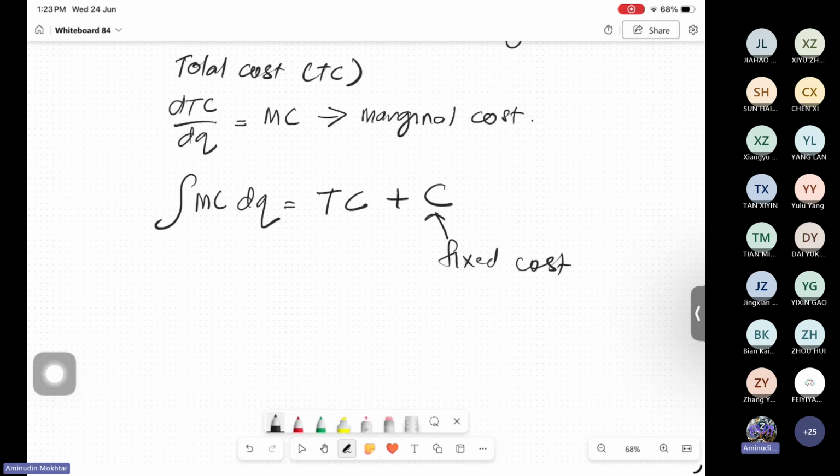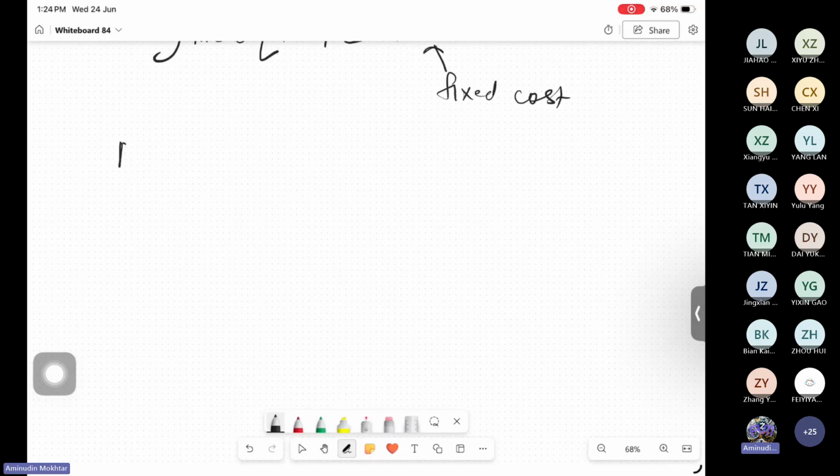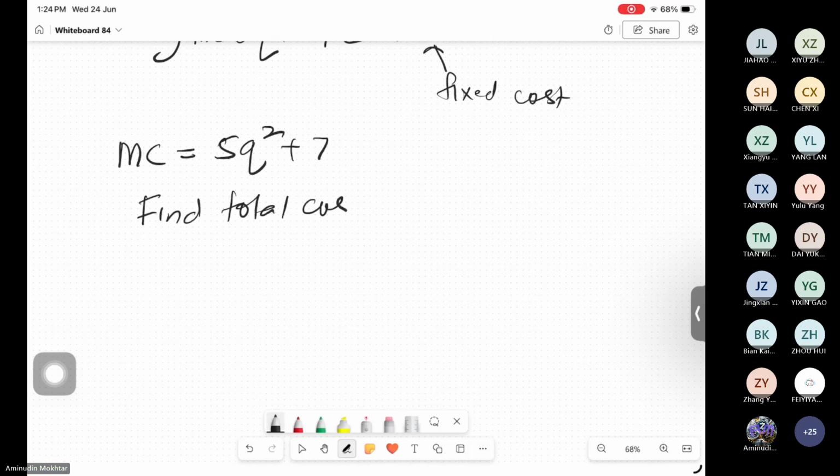For example, let's say I have this function. I have the MC, marginal cost, equal to 5q squared plus 7. Find total cost if the fixed cost equals RM 200.